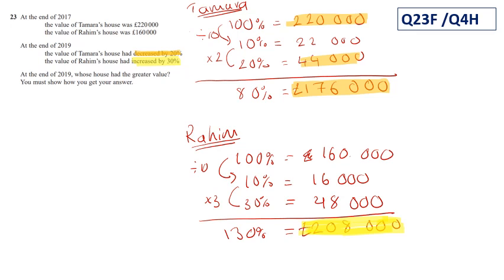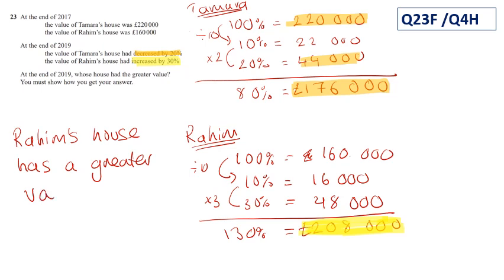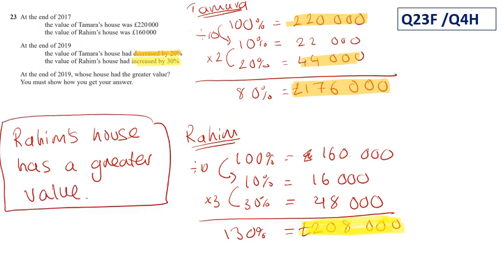So we can clearly see here that Rahim's house has a greater value. So to answer that question, we can just write Rahim's house has a greater value. So Rahim's house has a greater value, and that's the question done.